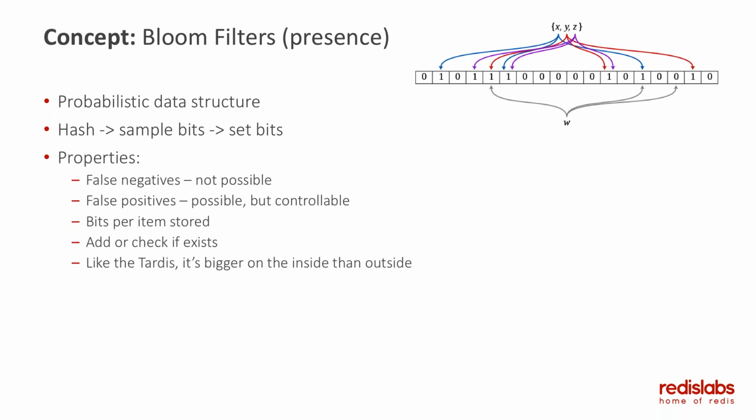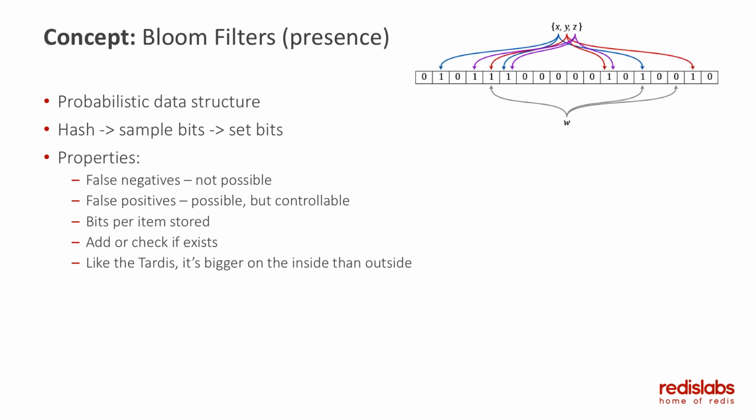So with that, there are some properties you have to look at. False negatives are never possible. So in this case, you have W. We know for certain that it has never been added before, because if it had been added, that last 0 on the far right, where the little gray line's pointing, would have been flipped to a 1. However, false positives are possible, but they're controllable in most situations. I'll get to that in just a second.